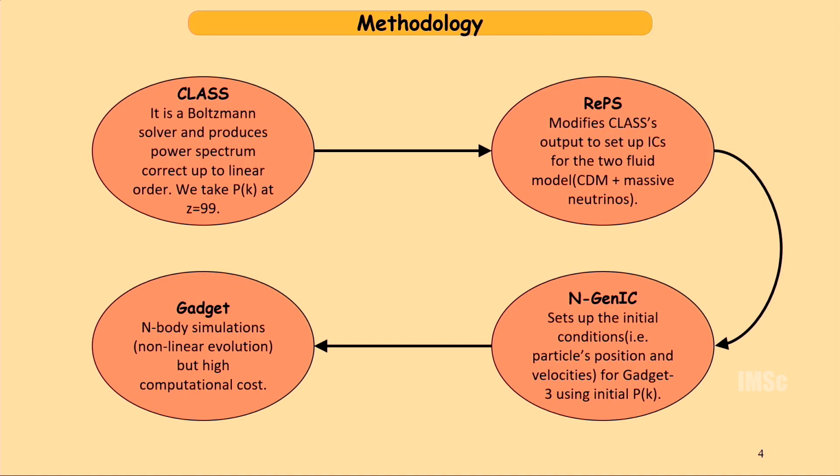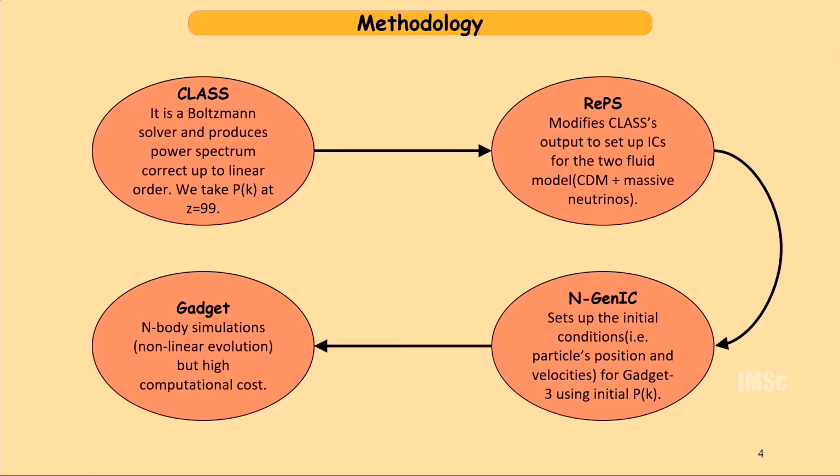Now let me tell you what methodology exists previous to this work. To run an N-body simulation, this is a way. You start with CLASS. I think CLASS needs no introduction in this community. And then there is a code called REPS, which stands for rescaled power spectrum. When you want to set up the initial condition for a massive neutrino cosmology, if you directly start with CLASS and then run N-body simulations, you will face some discrepancies.